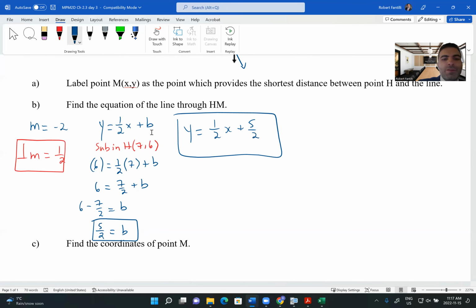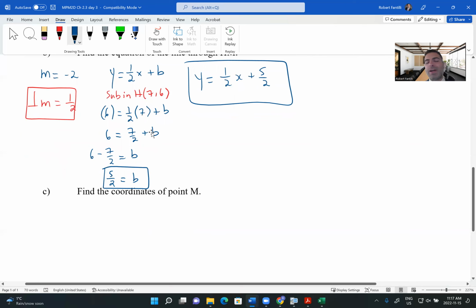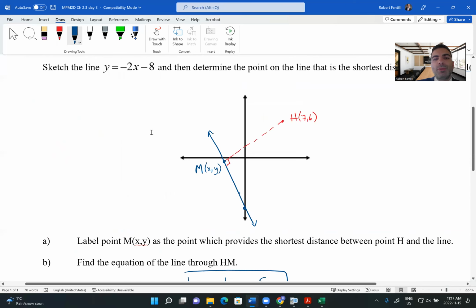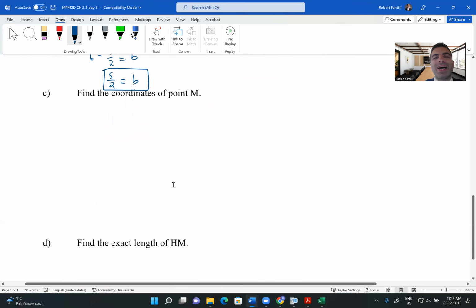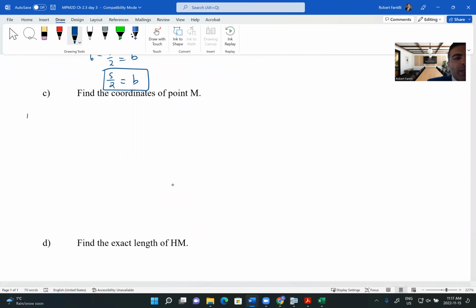All right. Find the coordinates of point M. Finding the coordinates of point M is different, right? So we basically found, we have the equation of the blue line given to us in the question. We found the equation of the red line. And now basically we have to find the POI between those two. So let me just write them down again.